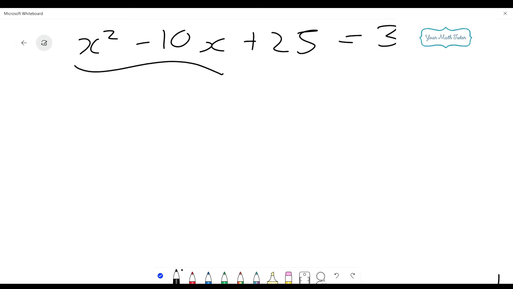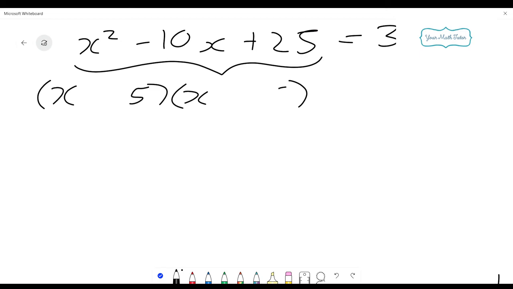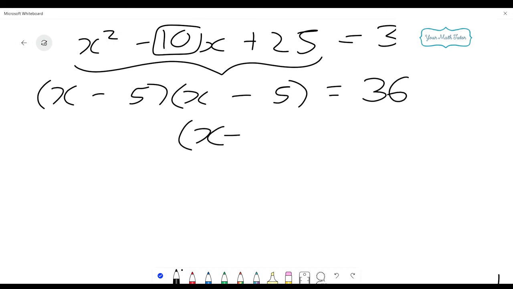When you look at this side of the equation now, it's now possible to factorize it. So let's do that. So we're going to have two brackets, and we're going to have x there, because we have x squared. And then what factors of 25, when added together or subtracted, give us negative 10? So 5 times 5 is equal to 25, and negative 5 minus 5 can give us negative 10. So we're going to have negative 5 there, and negative 5 there is equal to 36. So what does that give us? It gives us x minus 5 squared is equal to 36.